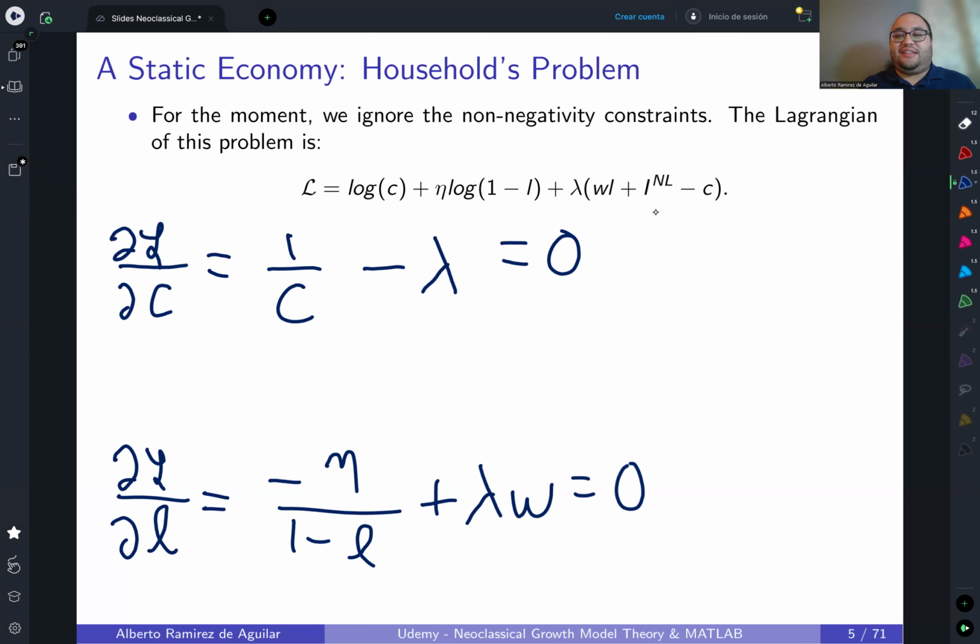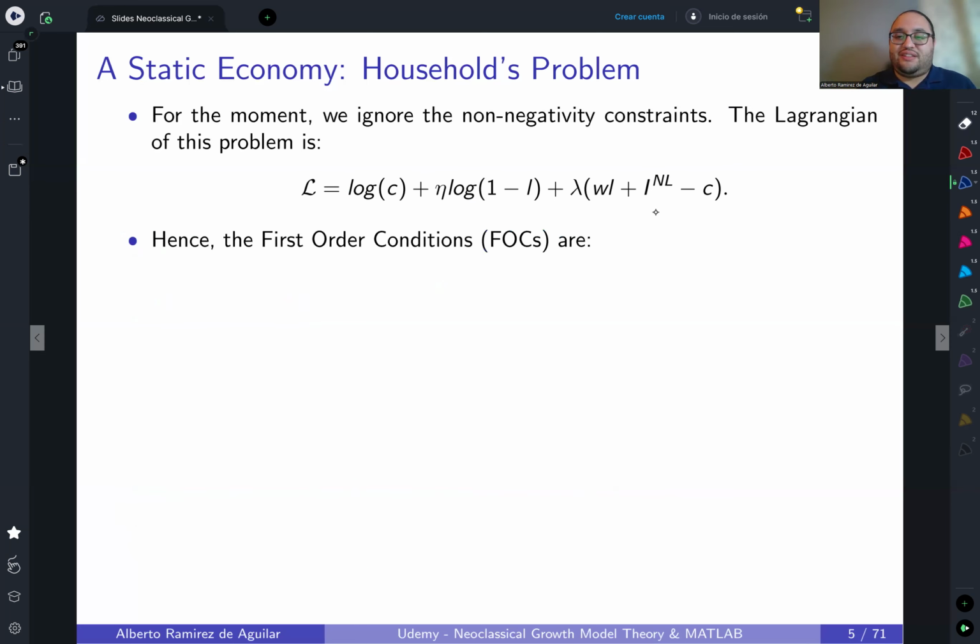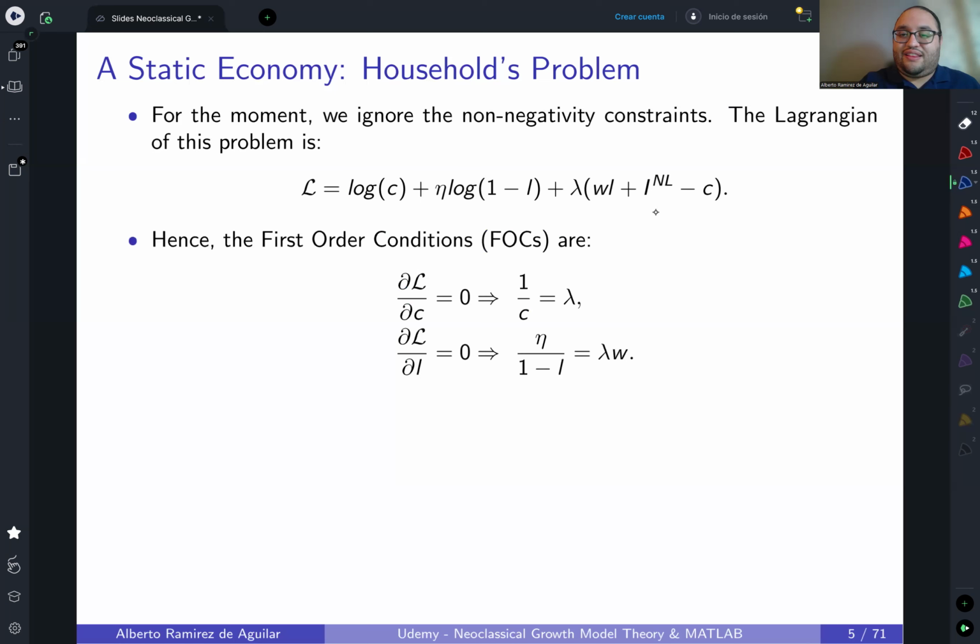If we manipulate these equations a little bit, we obtain these two first order conditions. Okay, these two first order conditions have three unknowns: c, L, and lambda.